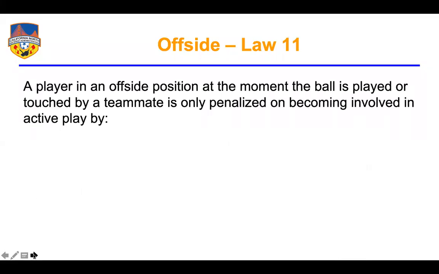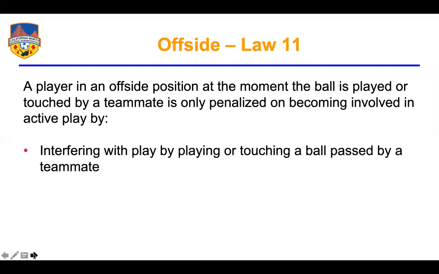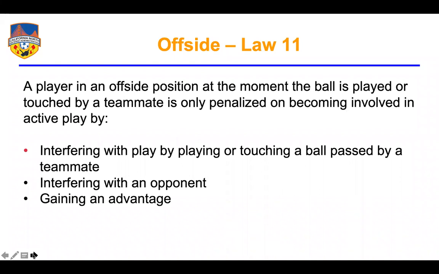Now, a player in an offside position at the moment the ball is played or touched by a teammate is only penalized on becoming involved in the act of play by, number one, interfering with play by playing or touching a ball passed by a teammate, interfering with an opponent, or gaining an advantage. So there are really three big criteria for determining whether or not we're going to penalize the player for being in the position. The last two, interfering with an opponent and gaining an advantage, are big package terms that we're going to tease out a little in the next few slides.